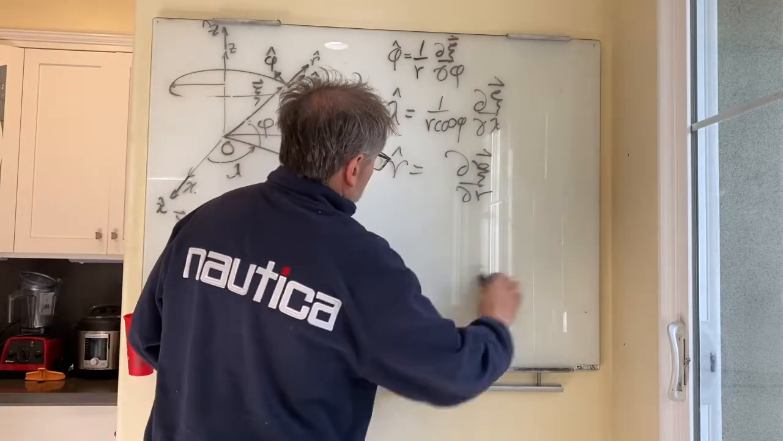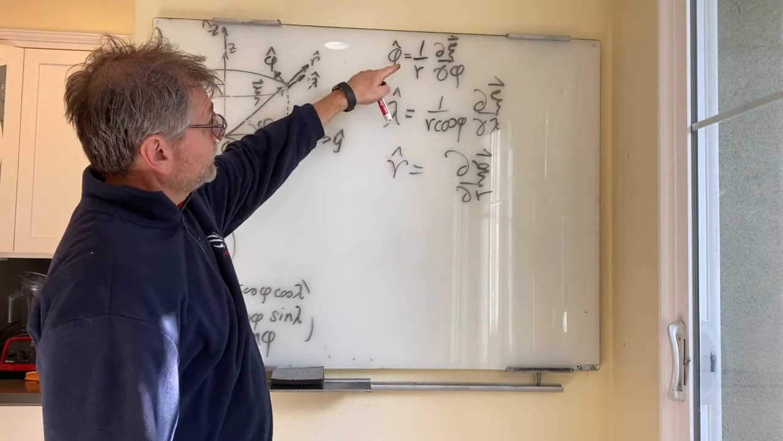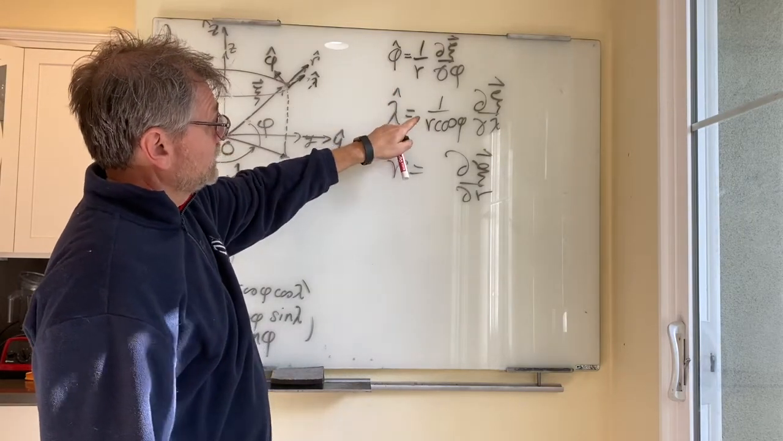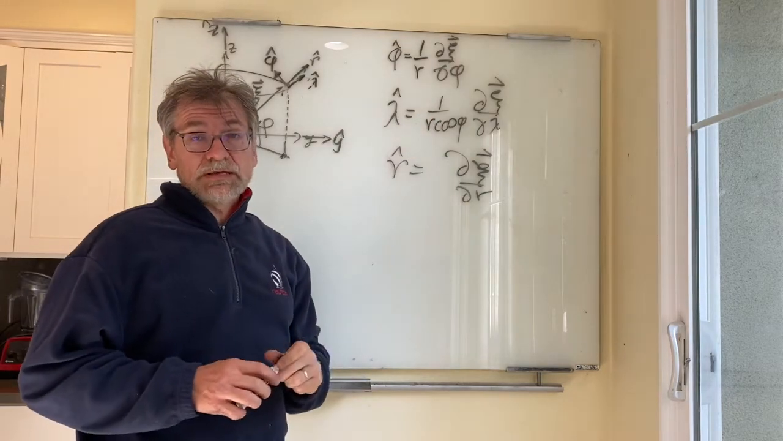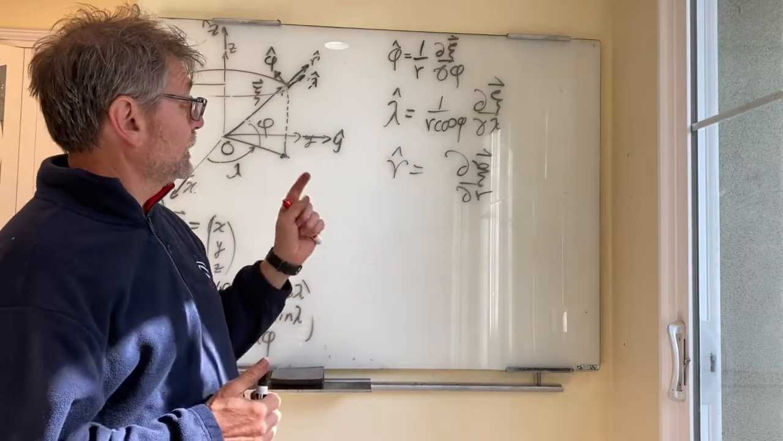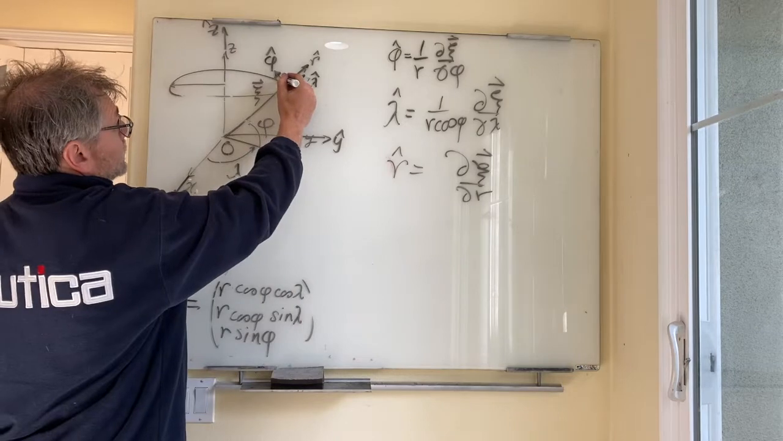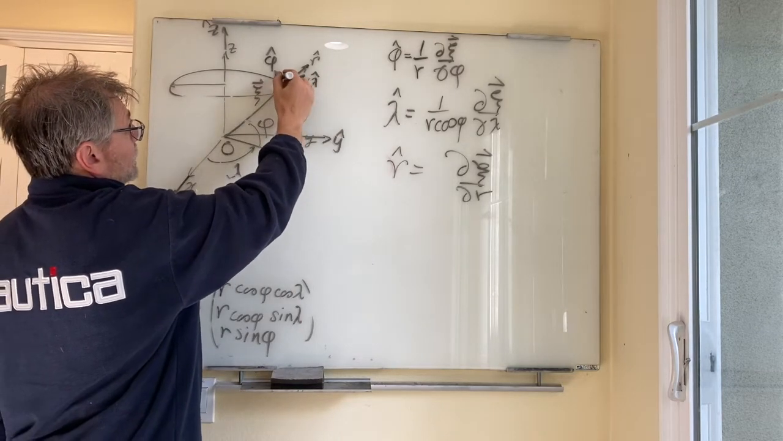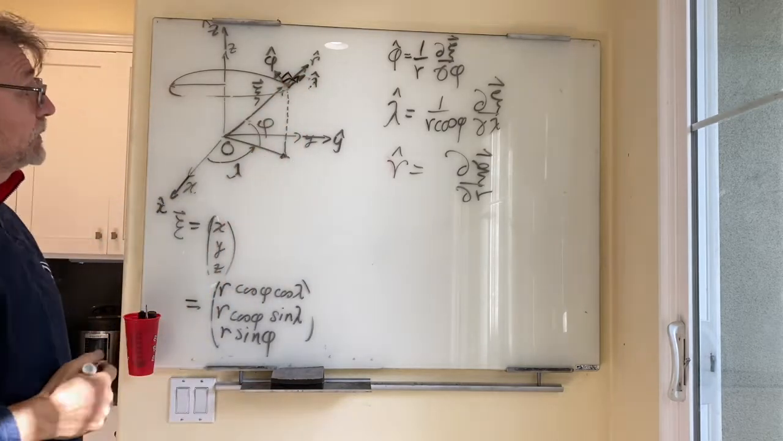All right, so these choices here of 1 over r for phi hat, 1 over r cos phi for lambda hat, and 1 over here, these scaling factors will ensure that all the three vectors are in fact unit vectors, that they have unit length. But it also turns out that these vectors are also orthogonal, so they're not just normalized, but they're orthonormal, and so they have 90 degrees with each other. And this is something we can check right now.